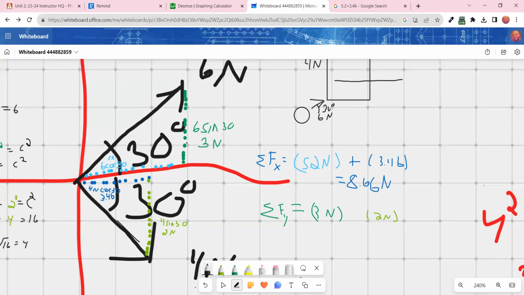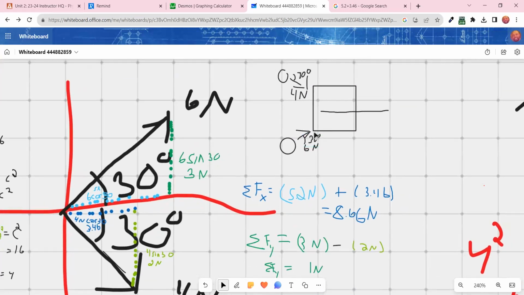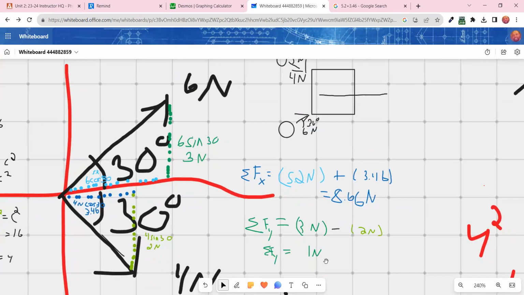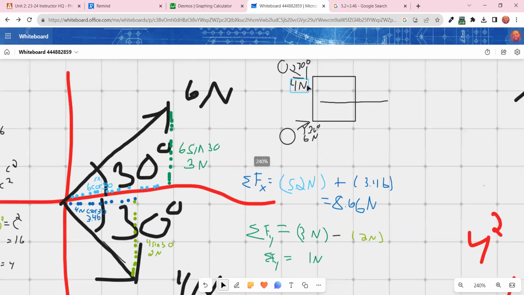This guy is going up. This guy is going negative? Down. It's minus 2 newtons. Excellent. Which means the sum of my Y forces is equal to 1 newton. That means I'm barely pushing on the Y-axis at all, which makes sense, right? Because this guy is pushing down and this guy is pushing up. He's only pushing slightly stronger than this guy, so it's going slightly upwards on the box. Does that make sense? Yes, it does.